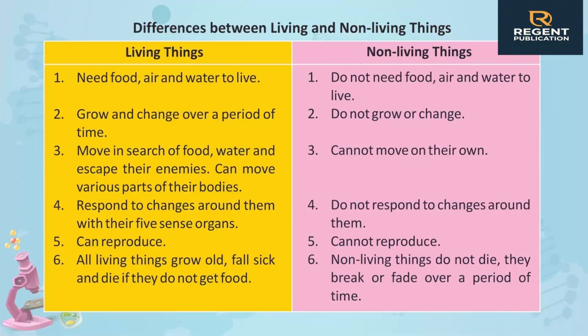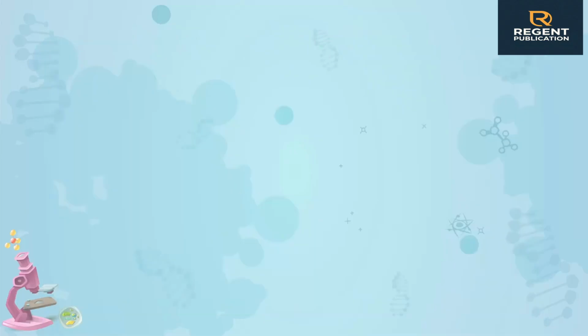All living things grow old, fall sick, and die if they do not get food. Non-living things do not die. They break or fade over a period of time. Chapter 2. Human Body.